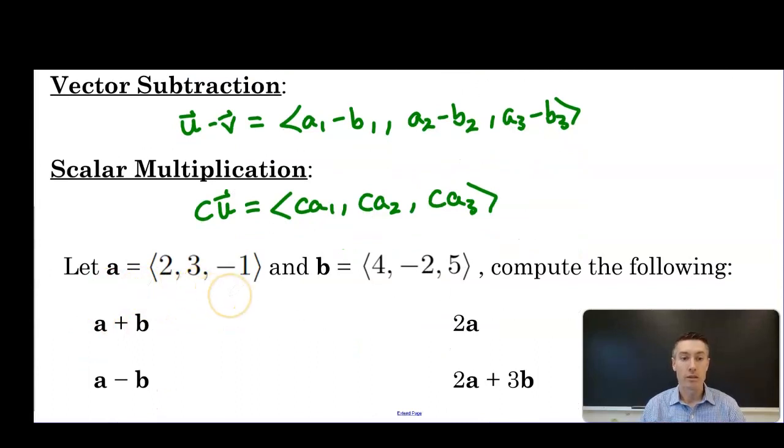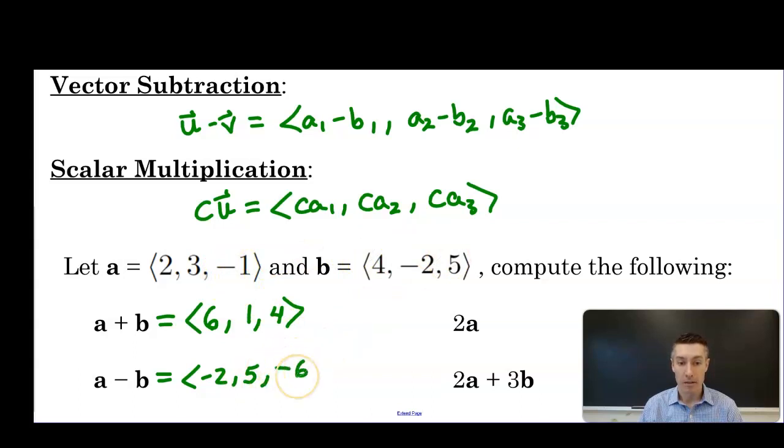So if we let a be the vector 2, 3, negative 1, and b is the vector 4, negative 2, 5, compute the following. So a plus b. So adding the like components. So we have 2 plus 4, so that will be 6. 3 plus negative 2, which will be 1. And negative 1 plus 5, which will be 4. A minus b. So we have 2 minus 4, which will give us negative 2. 3 minus negative 2, which will give us 5. Negative 1 minus 5 is negative 6.